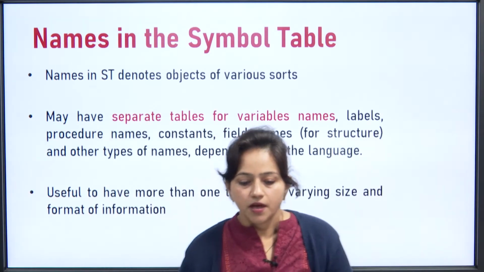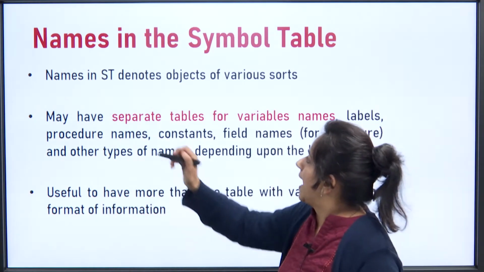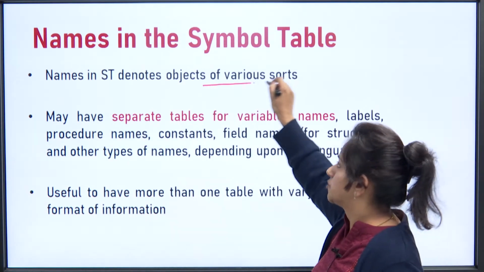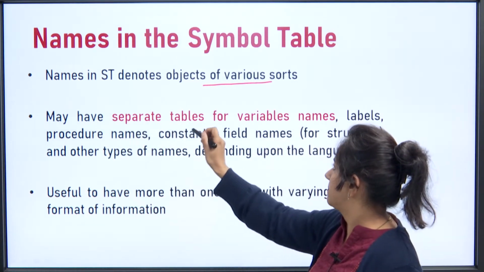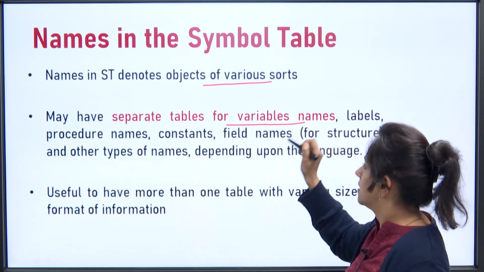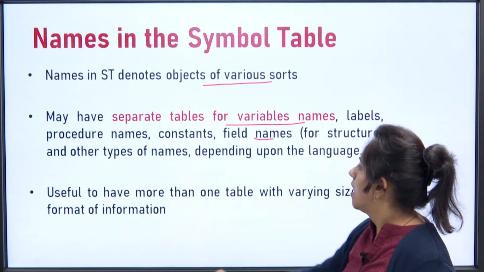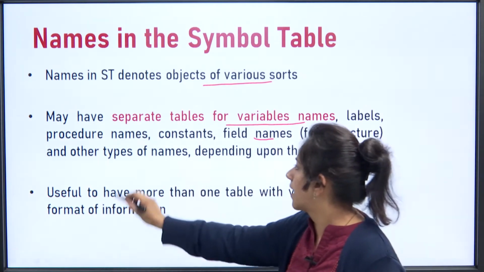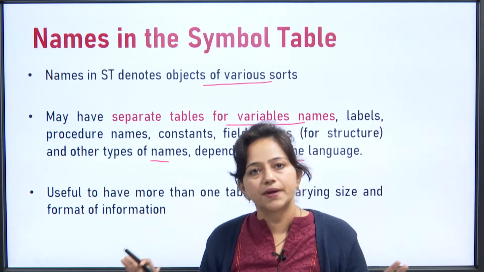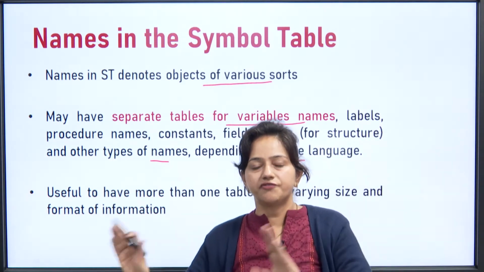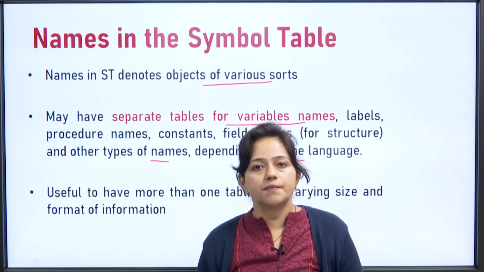Now, next is names in the symbol table. Names in the symbol table actually denote objects of various sorts. So, we may have separate tables for variable names, labels, procedure names, constants, field names, or for structures or other types of names depending upon the language. So, we may be having separate tables for different types of names: label, procedure, array, single variable, complex variable.